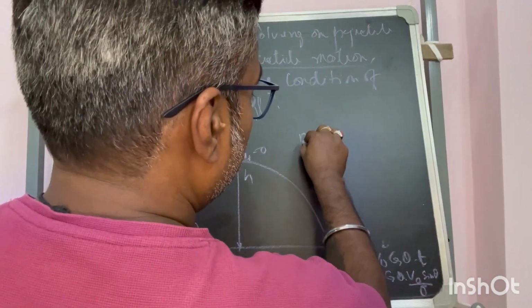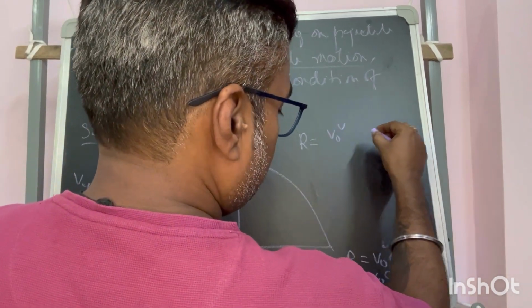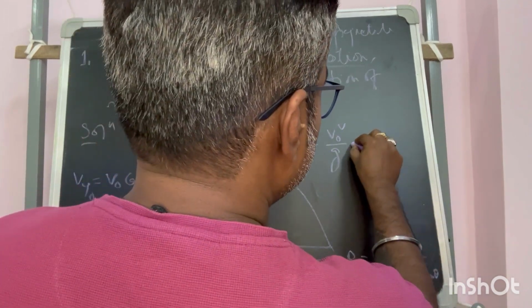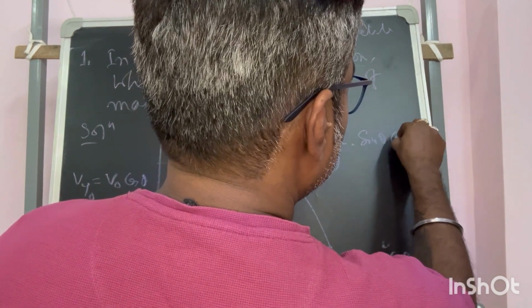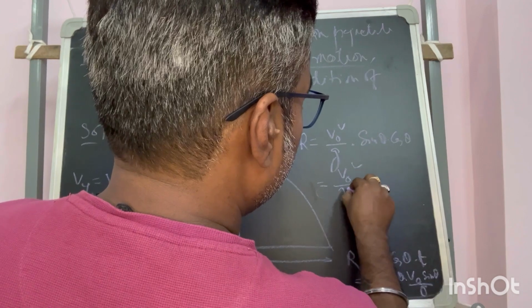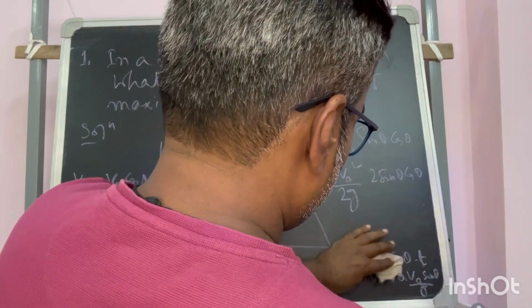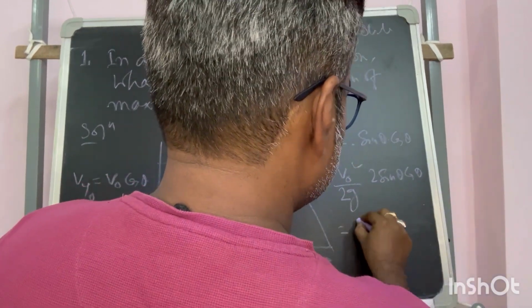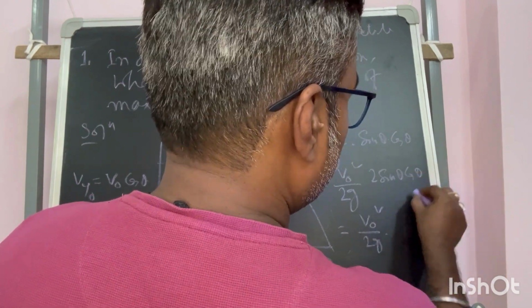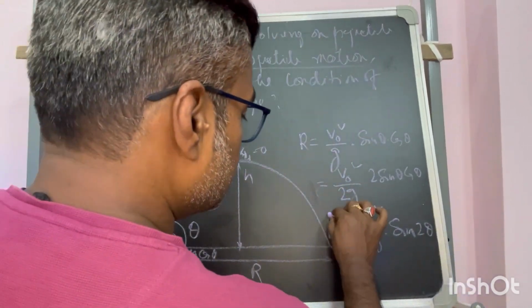What we will get here: range is equal to v0 square by g into sine theta into cos theta. Now if I do v0 square by 2, I can bring 2 here also. So this will turn into v0 square by 2g into 2 sine theta cos theta, and in formula you know that is equal to sine 2 theta. So that is the range.